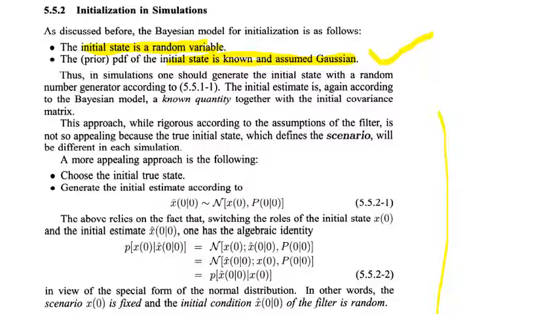What you do is you choose an initial true state and generate the initial estimate. We know that the prediction or the estimation part of the Kalman filter at first needs to be initialized. You need to give it this quantity in order to start your simulation. You are already familiar with this concept, and we know very well about this terminology. So let's move to the next slide.